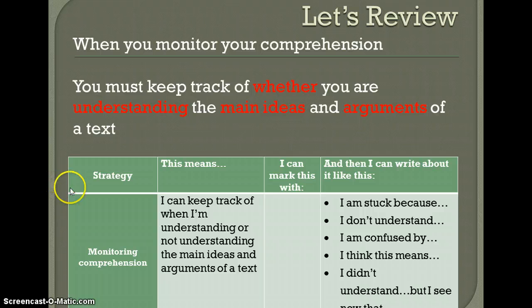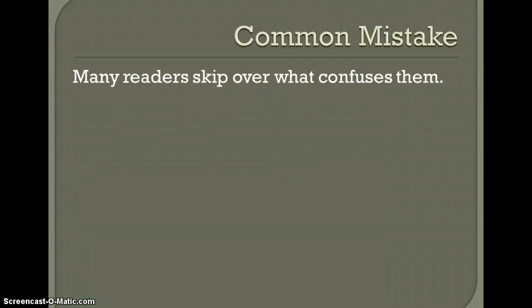It includes a student-friendly definition, the symbol that you need to use when you're using this reading strategy in your annotations, and sentence starters to use with your annotations. Let's review also the common mistake most readers make, which is that they skip over what confuses them instead of monitoring their comprehension. I want to remind you that it's not okay to ignore what confuses you. You'll only get more confused later. So it's better to deal with it in the moment.